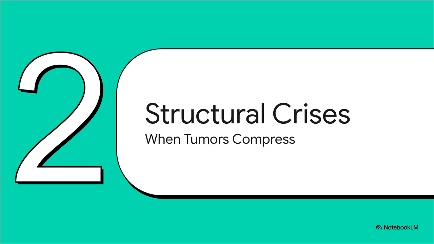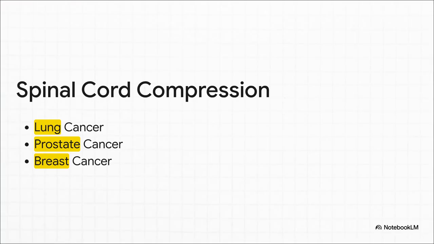Okay, let's dive into that first bucket. Section 2, structural crises. This is where the tumor's size and location are the problem. And we're going to start with probably the most classic and maybe most feared of these: spinal cord compression. Okay, so this is huge. If you have a patient with one of these three, lung, prostate, or breast cancer, and they show up with new back pain, or their existing back pain is getting worse, man, alarm bells should be screaming in your head. Your suspicion for spinal cord compression needs to be sky high. These three are the absolute classic culprits.